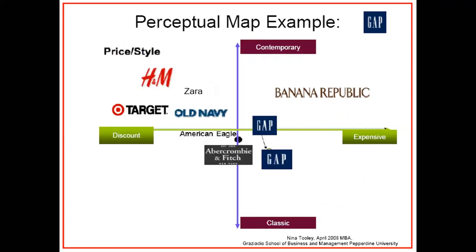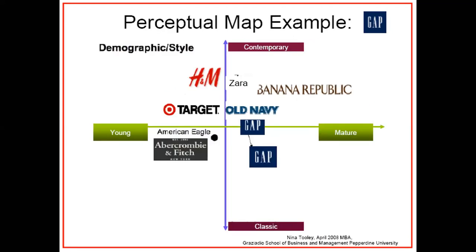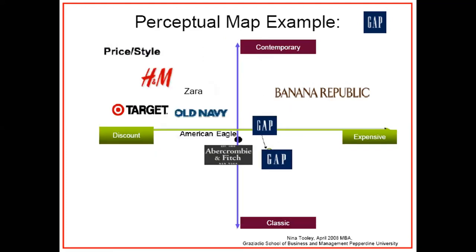This was based upon price and style, as we take 2 axis values. This was about demographic and style. So again, we are taking 2 axis values. And by the way, you can use the same axis values in strategic group maps as well. You can develop perceptual maps and strategic group maps with similar axis values.